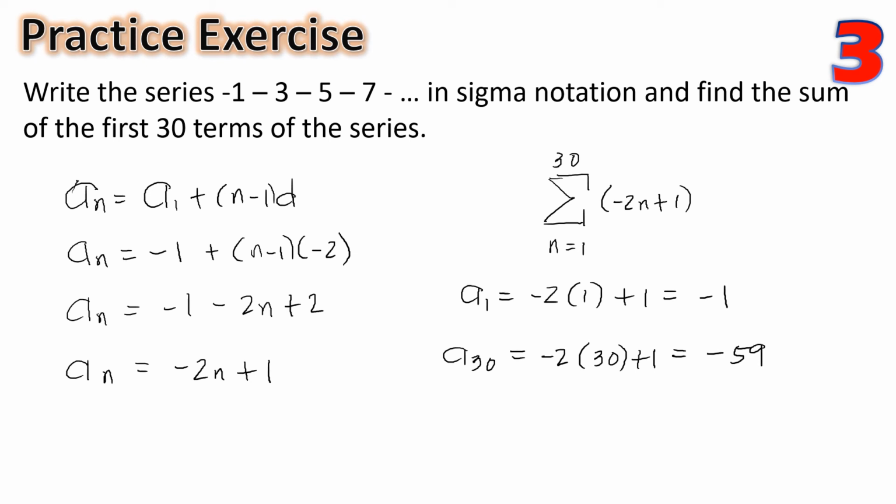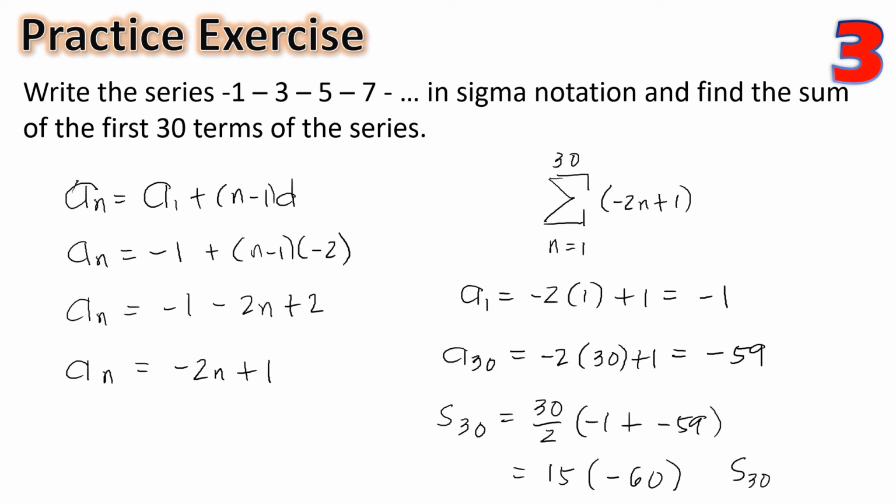So to find the sum of the first 30 terms, we have s sub 30 is equal to 30 over 2 times a sub 1 plus a sub n. So we have 15 times negative 1 plus negative 59 is negative 60. Therefore, s sub 30, or the sum of the first 30 terms, is equal to negative 60 times 15, and that is equal to negative 900.